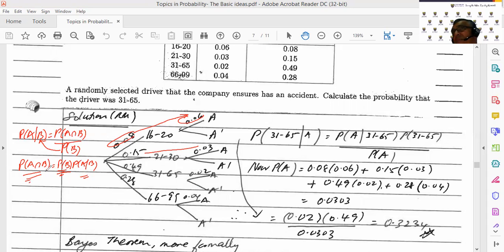That is the idea. So now we can settle the problem. We want to find the probability that the driver is 31 to 65, given this person had an accident. So what can we do? We can write A given 31 to 65 multiplied by, of course, you know this. I just told you that here, so you can pick up very quickly. So 31 to 65 given A will be A given 31 to 65 times the probability of 31 to 65 over the probability of A.